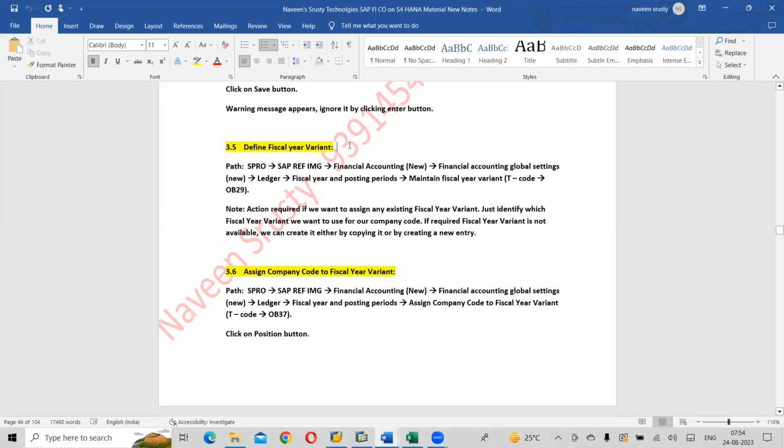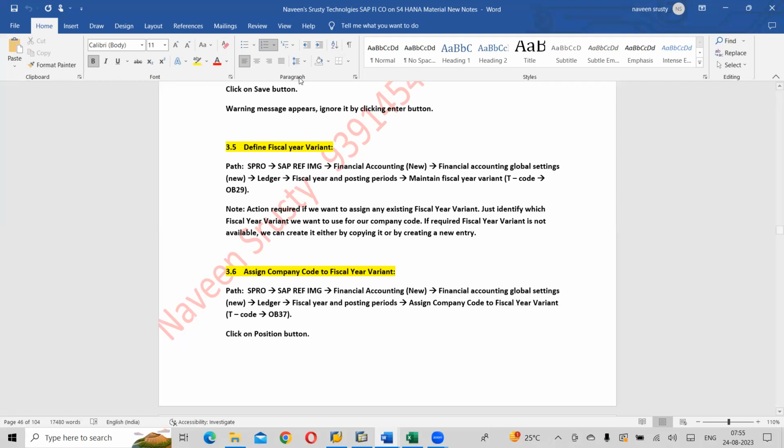Define fiscal year variant. Write down the path: SPRO, SAP Reference IMG, Financial Accounting (New), Financial Accounting Global Settings (New), Ledger, Fiscal Year and Posting Periods. Next one, Maintain Fiscal Year Variant.